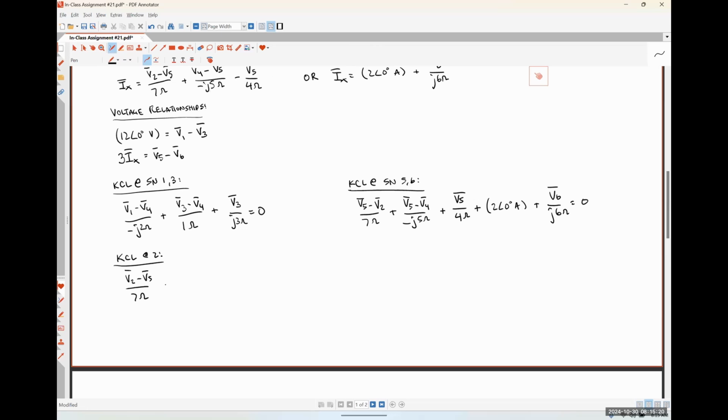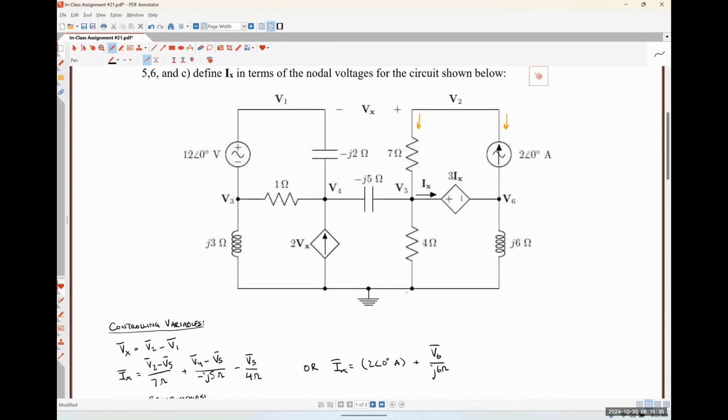And then the current flowing down through the current source, negative 2 angle 0 degrees amps. And then lastly, we're going to have KCL at node 4 over here. And so that is going to be this guy plus this guy plus this guy plus this guy. So let's start with the current flowing up through the minus j2 ohm capacitance.